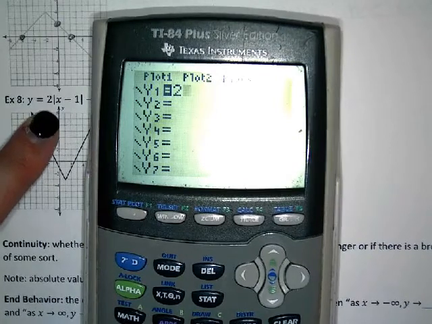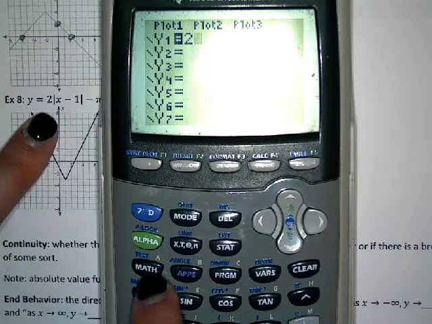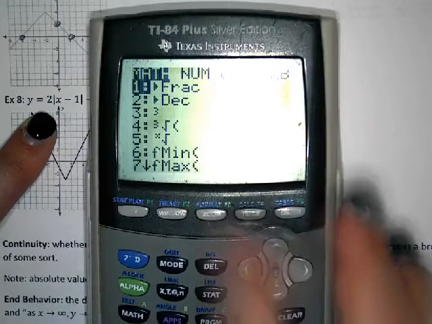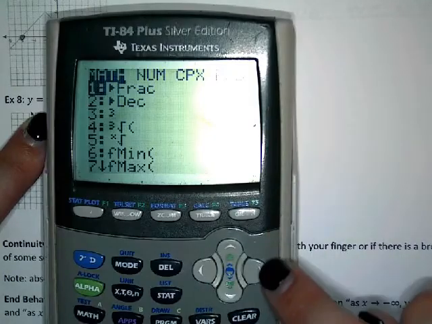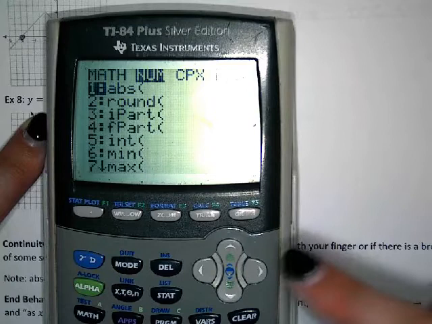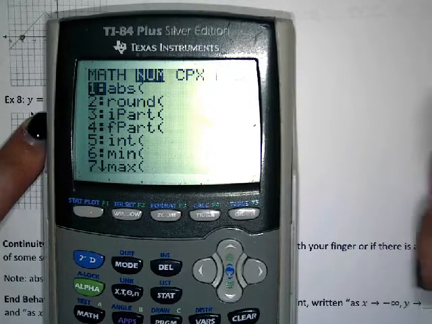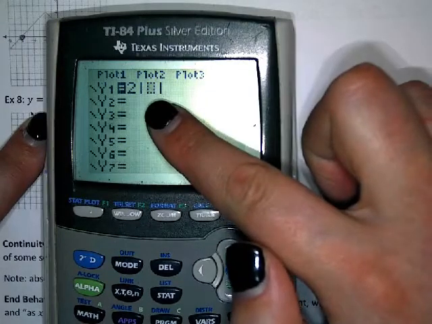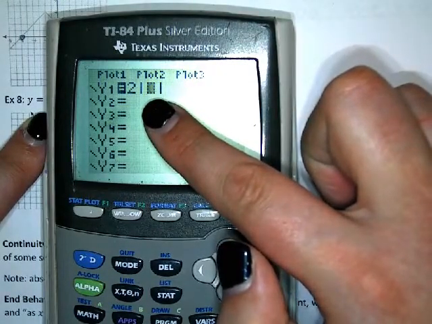Next, we're going to type the absolute value sign, and the way that you get that is you hit the math button right here. Math button. And then you go to the second column. We're going over to number. It's a type of number, so we're going to hit the right arrow, go over to number, and it's the very first one, ABS for absolute value. Now, this is a great way to see if the calculator you're working on has been updated or not. If it's updated, it will look like mine. If it's not updated, it will say the letters ABS.